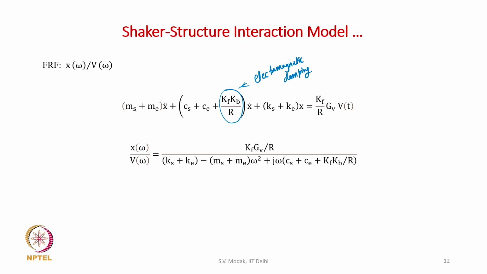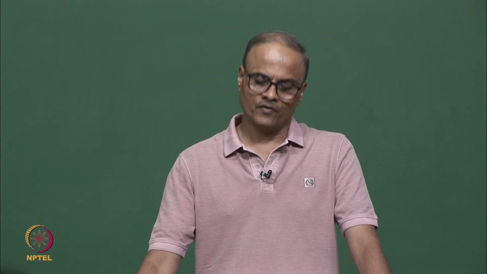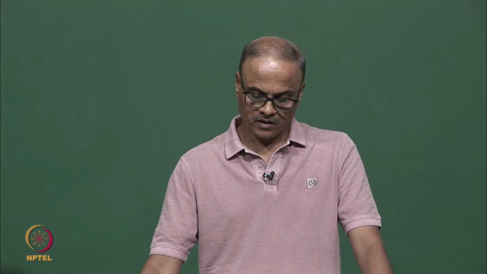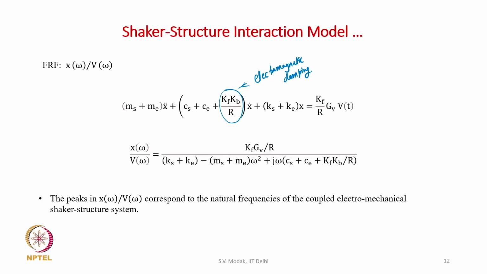In the denominator of this equation we see the stiffness, mass and damping characteristics of the coupled system appearing. So, based on the denominator we can say that the peaks in this FRF, that is, the frequencies at which x upon v attains a very high value, correspond to the natural frequencies of the coupled system. Therefore, the peaks in x of omega correspond to the natural frequencies of the coupled electromechanical shaker structure system, because in the denominator the coupled system stiffness, mass and damping properties are appearing.